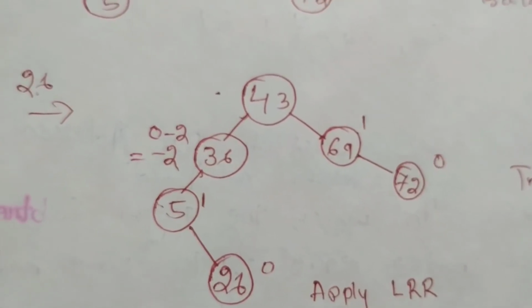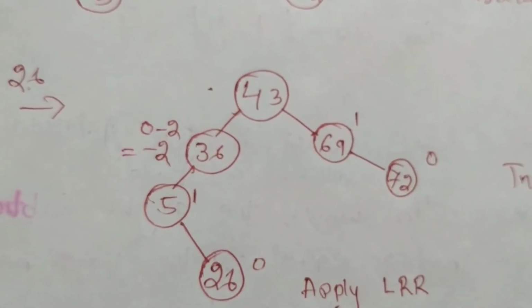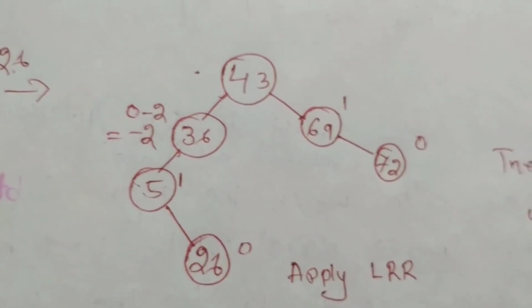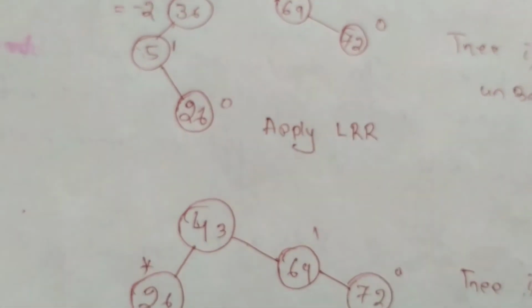Here the tree balance factor does not lie between minus 1, 0 and 1. So here the tree is imbalanced. Okay. So here we have to apply the left right rotation.